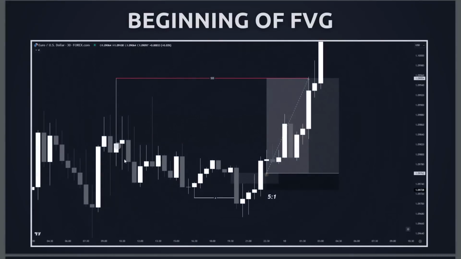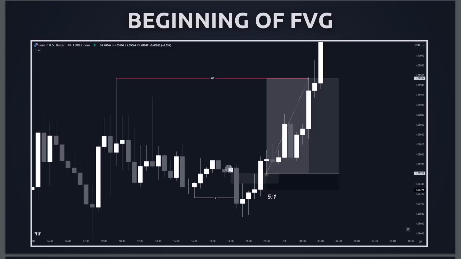Now going over this example right here, we have an entry at the beginning of a fair value gap. So what do we see in this scenario? Okay, so price was going low, and then we had a sweep right here. Price went up, but there was no fair value gap, so there was no entry right here. We had no entry at all. And then what happened after that? We had this liquidity level here, which was taken with a fair value gap.